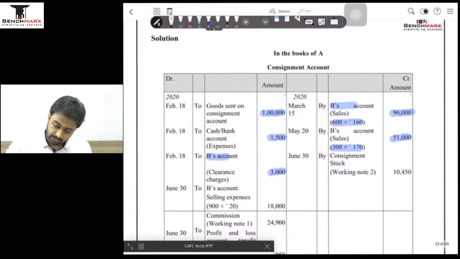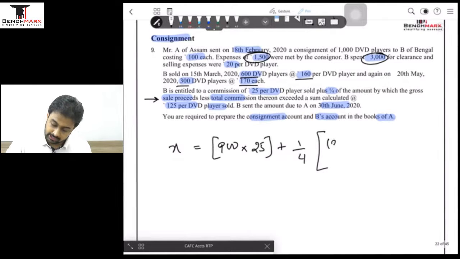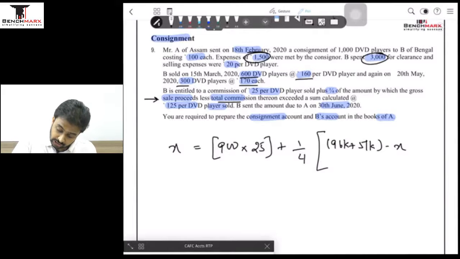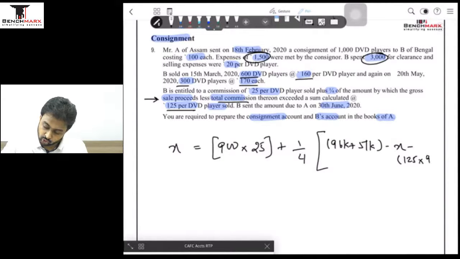Gross sales है ये वाला 96 plus 51. So 96k plus 51k, this amount is going to exceed commission, gross sales exceed total commission, that is X, and a sum computed at 125 plus DVD player sold. So minus 125 into 900. This entire thing के ऊपर 1/4 will be my additional commission.